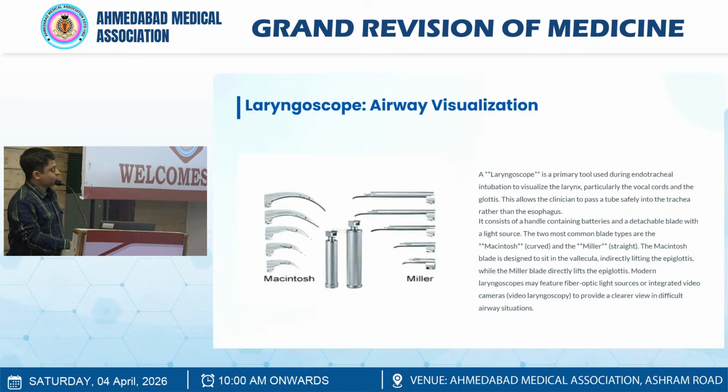Laryngoscope is commonly used during endotracheal intubation to visualize larynx, particularly the vocal cords and the glottis. This allows the clinician to pass a tube safely into trachea rather than an esophagus.